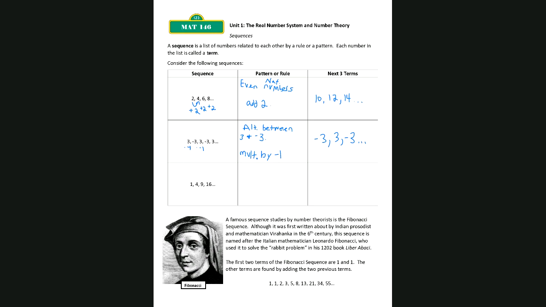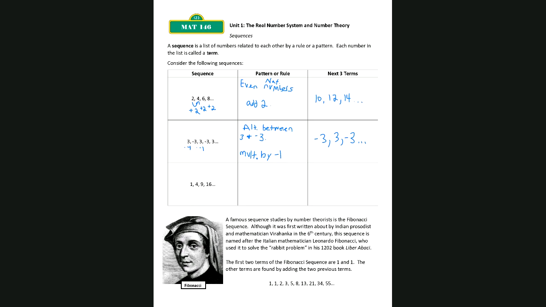So the reason why I like to show that example is because a sequence of numbers doesn't have to increase. In fact, it can decrease, or the numbers can alternate in value. So, there are different ways that we can have different sequences. Let's look at this last sequence.